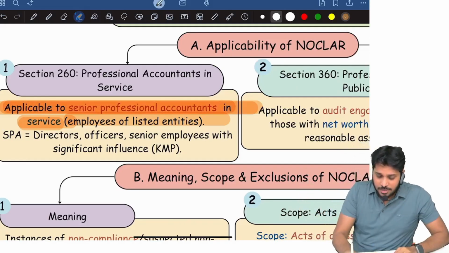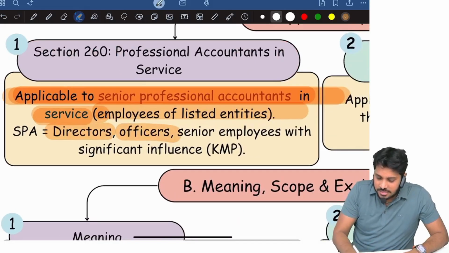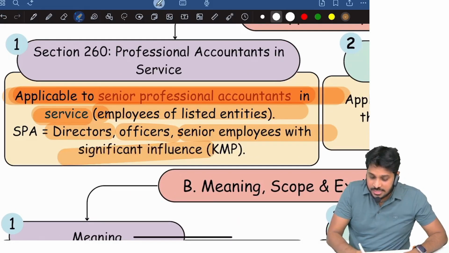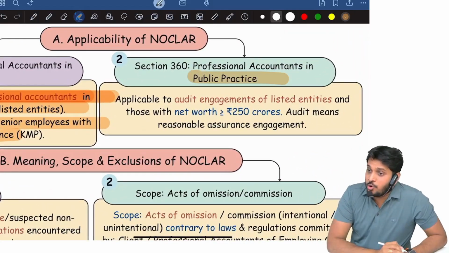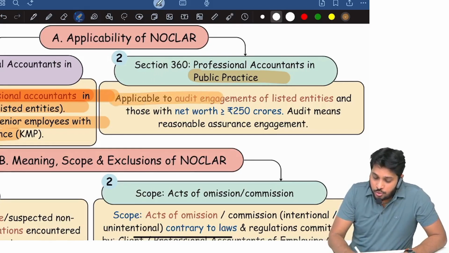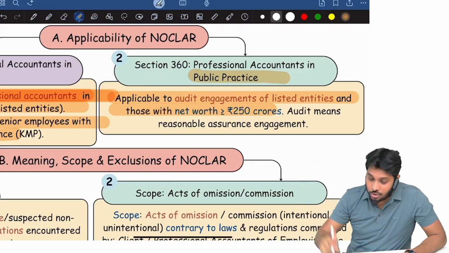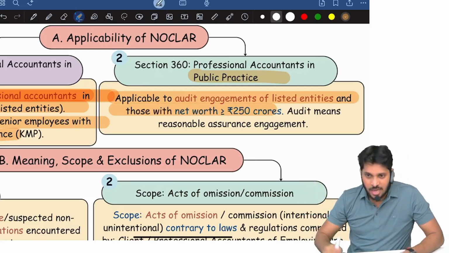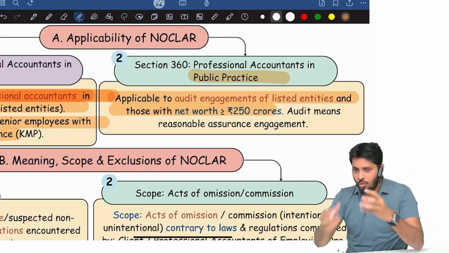Now, it is applicable to senior professional accountants. Who is a senior professional accountant? They are directors, officers, senior employees with significant influence. Yes or no? This is also applicable for people who are in practice. Suppose you are doing an audit of a listed entity with a net worth of more than or equal to 250 crore, then only NOCLAR is applicable. Now, what does NOCLAR say? NOCLAR means non-compliance with laws and regulations. What does that say?